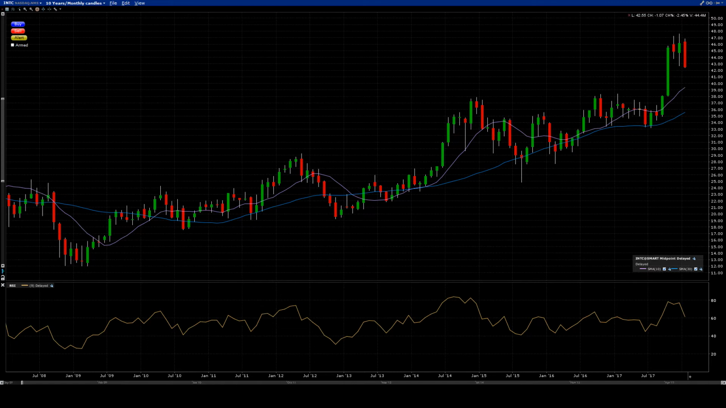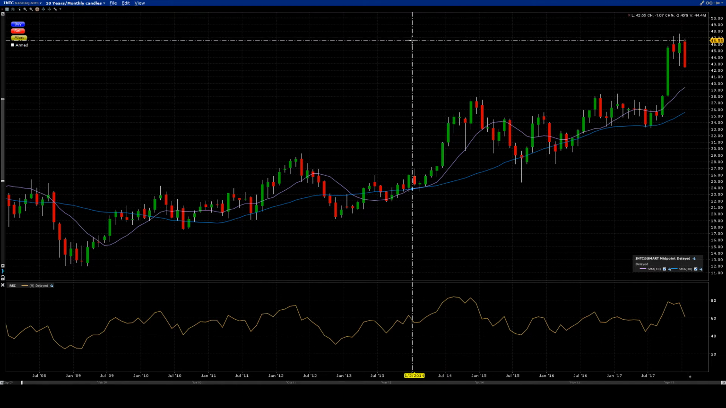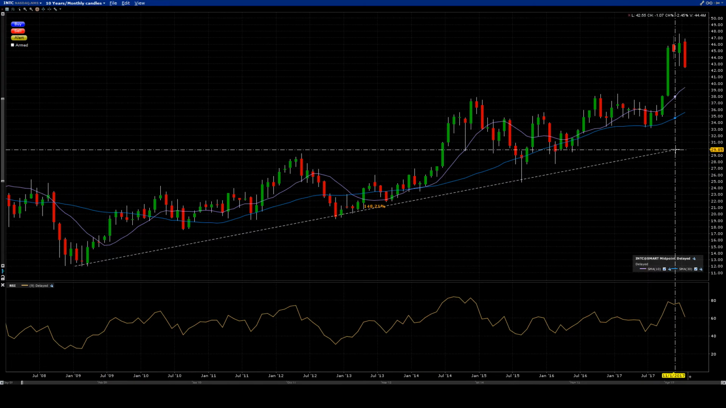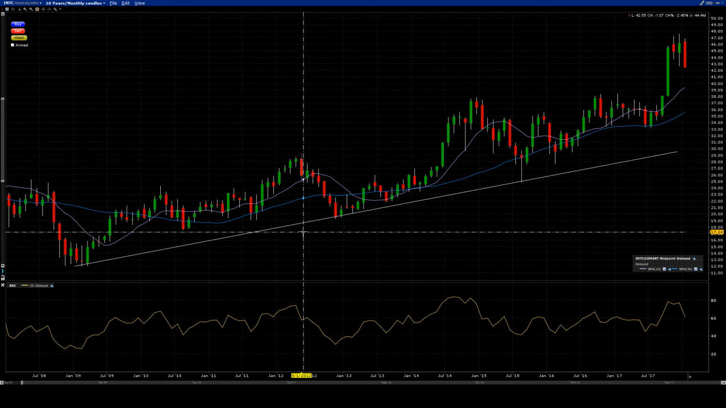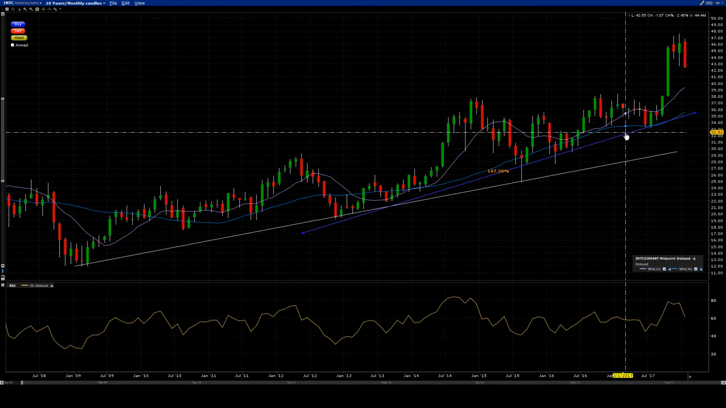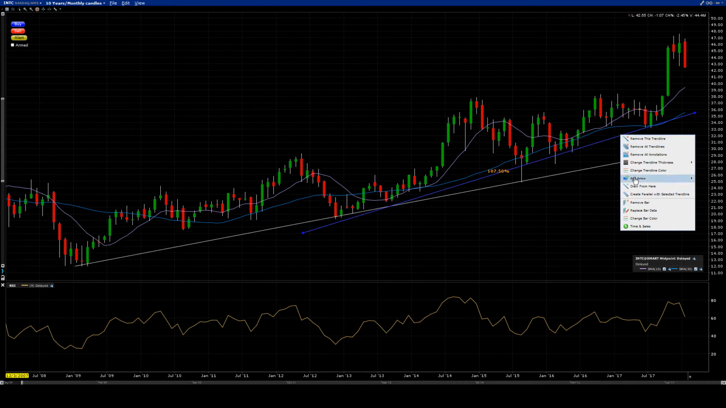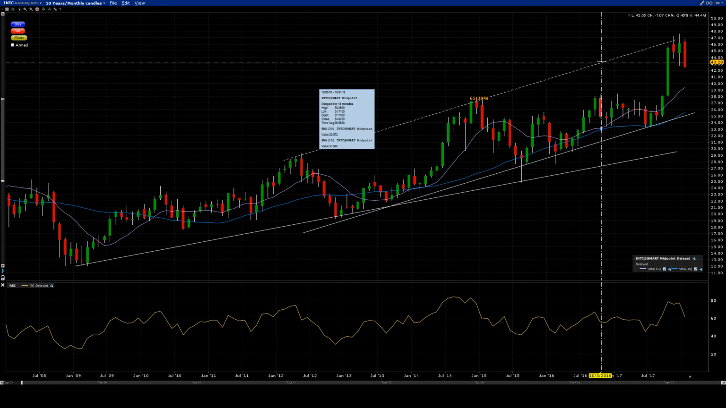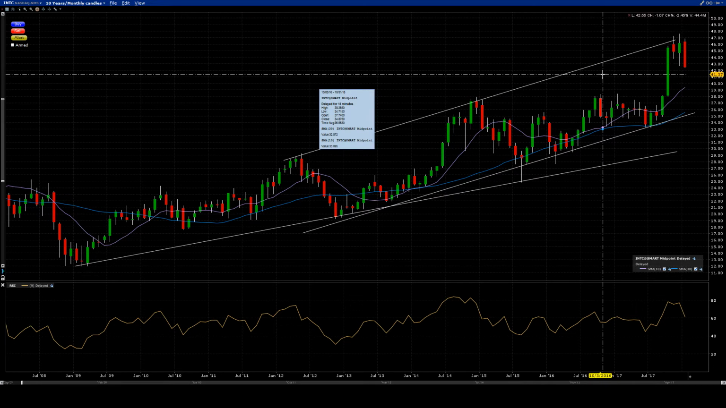I got the Intel chart, 10 years, monthly candles. Where's my support? Is there an ascending channel? Well, just looking at the moving average and the price action, you know that this has been in an ascending channel for the past 6-7 years.